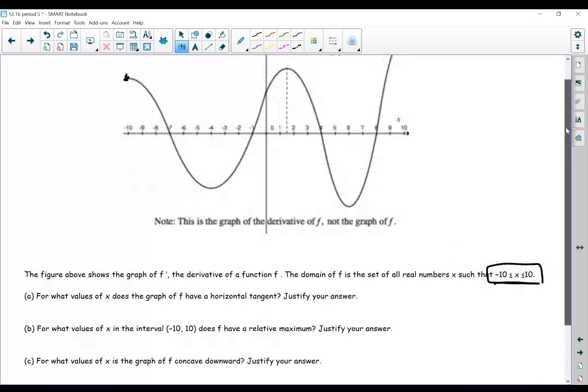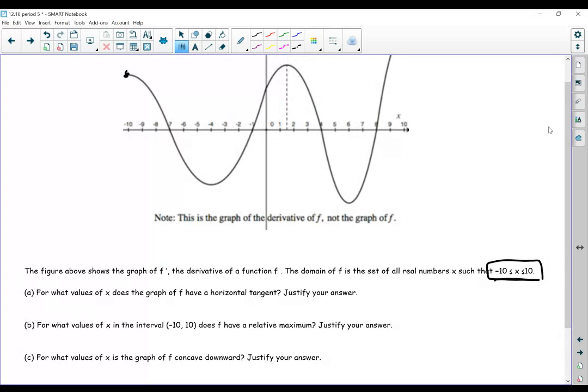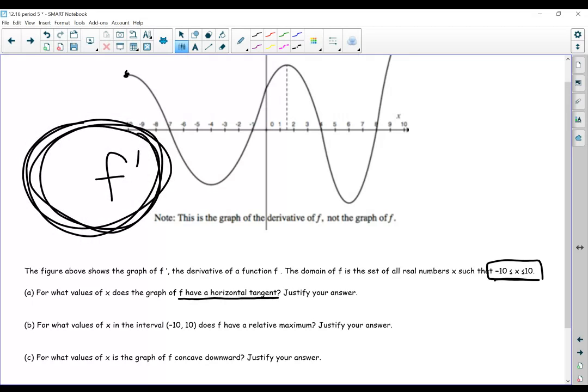Okay, welcome back. It's always so awkward when I say pause and then welcome back. Let's figure out where the graph of f has a horizontal tangent. Now, again, I'm not looking at f, I'm looking at f prime. I always write it real big so that I know that I'm looking at the graph of the derivative of f, not the graph of f. I want to know when f has a horizontal tangent. Now, I have to do a translation here. F has a horizontal tangent means that f prime is 0. So I'm looking for all the places on this graph where the value of that function is equal to 0. So that's going to be at -7, -1, 4, and 8.